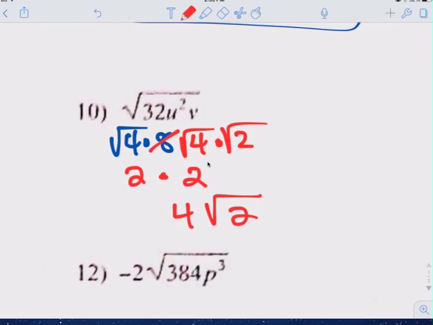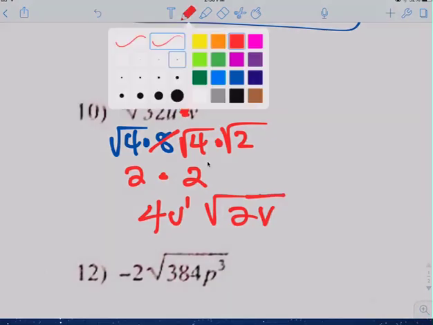Correct? I'm going to erase that 4 because what needs to come out? The u, because the 2 can be divided by 2 and gets 1, so u to the first. How about v? V would stay inside, because 1 cannot be divided by 2. You got it.